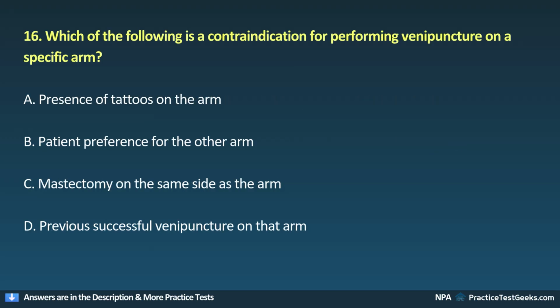16. Which of the following is a contraindication for performing venipuncture on a specific arm? A. Presence of tattoos on the arm. B. Patient preference for the other arm. C.